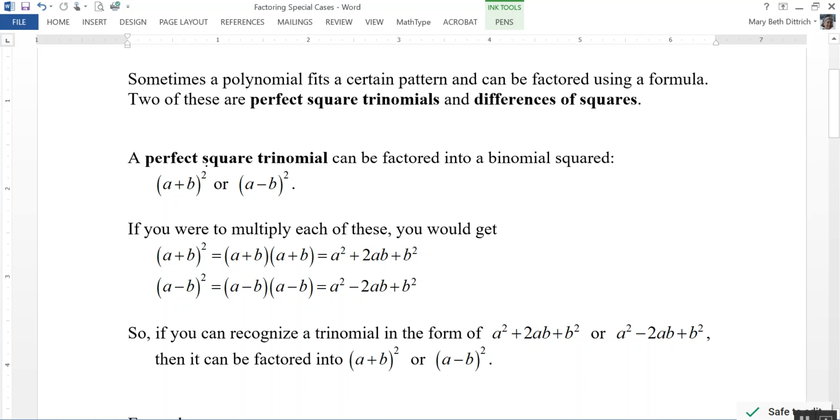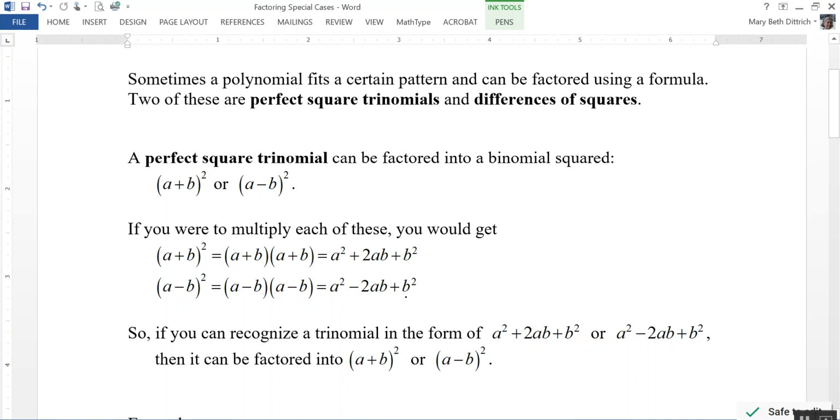If you were to multiply each of these out, you would get a plus b squared is a plus b times a plus b. That would give you a squared plus 2ab plus b squared. A minus b, the whole thing squared, is a minus b times a minus b, which is going to give you a squared minus 2ab plus b squared.